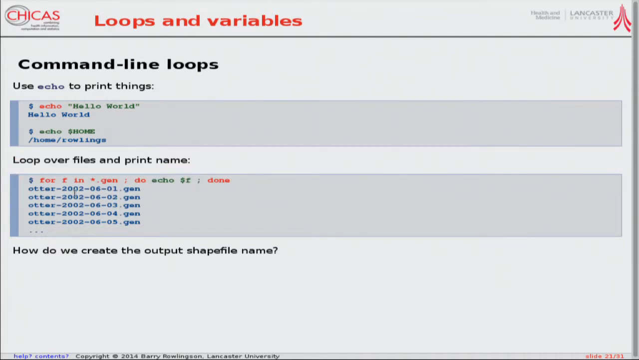If I want to loop over a bunch of files in the shell, I write a for loop. So I do for f in star.gen, semicolon, do echo $f, done. So this sets a variable called f to the names of all my files, and then I'll just print it out just to check that that's working. So that gives me a loop over the files.